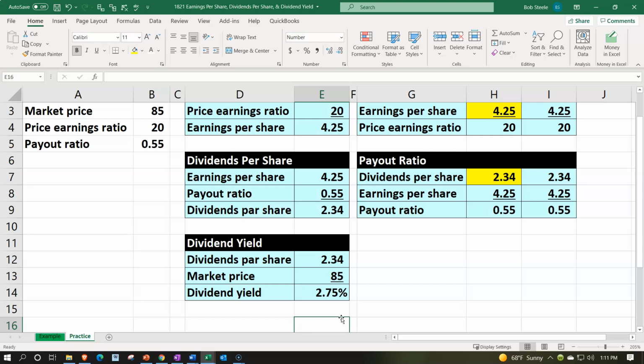What did the knight say to the dividend? Do you yield? And the dividend's like, yeah, we yield 2.75.